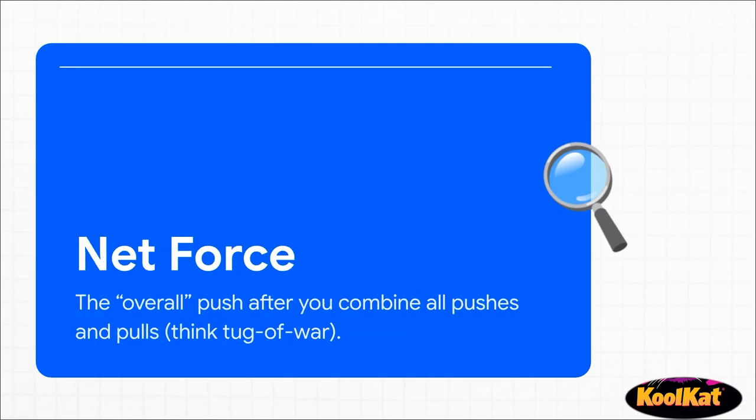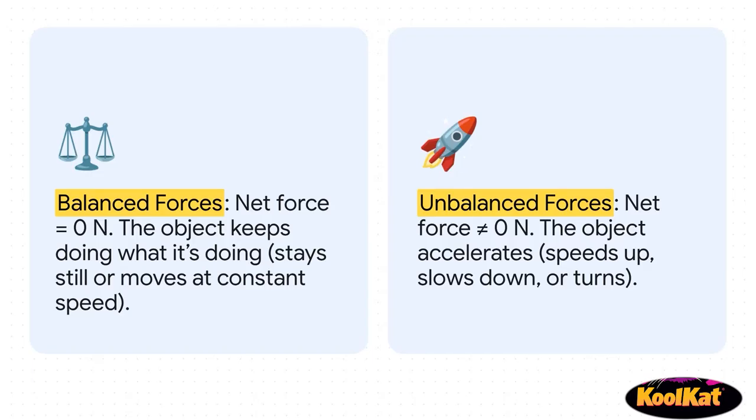Okay, so what about this net force thing? Well, picture a game of tug-of-war, right? You've got forces pulling in both directions. The net force is the overall result. It's the winning pull that's left over after you cancel everything out. It's the force that actually gets things moving. And understanding this difference, this is a total light bulb moment. If the forces are balanced, like an even tug-of-war, they cancel out. The net force is zero, and the object's motion doesn't change at all. But if the forces are unbalanced, then you've got a winner. And that's what causes acceleration, speeding up, slowing down, or changing direction.